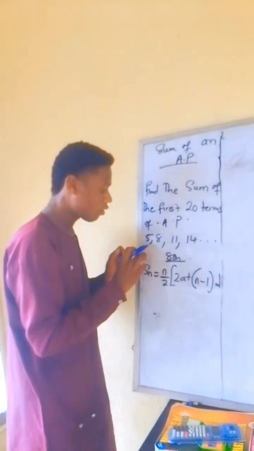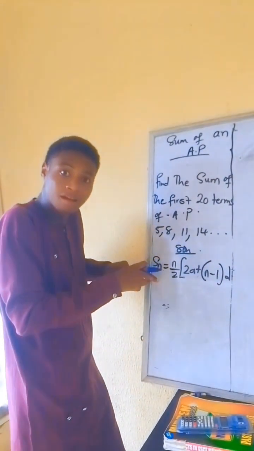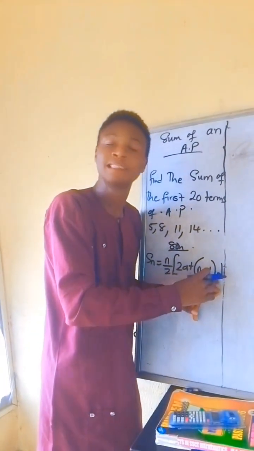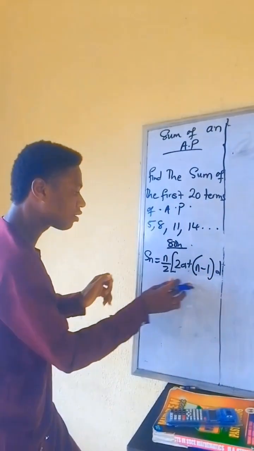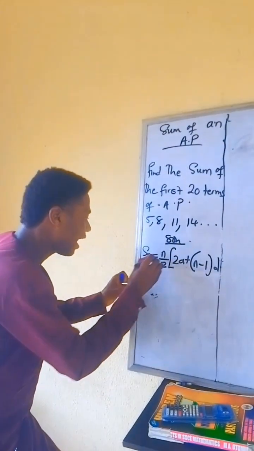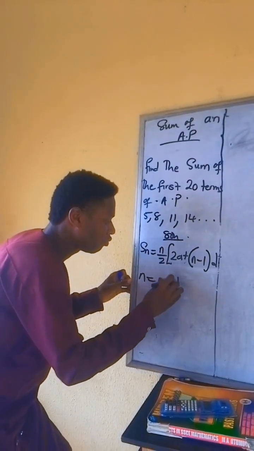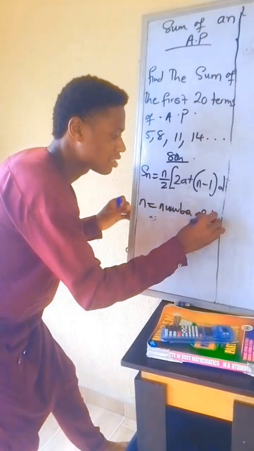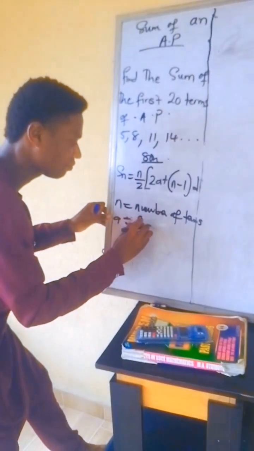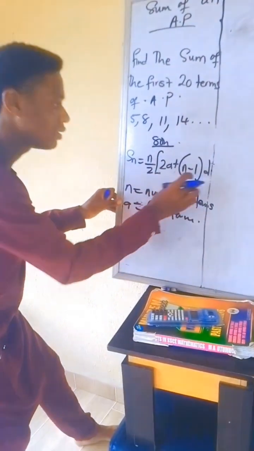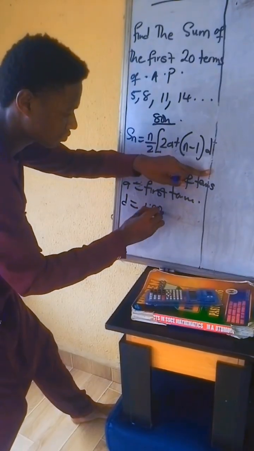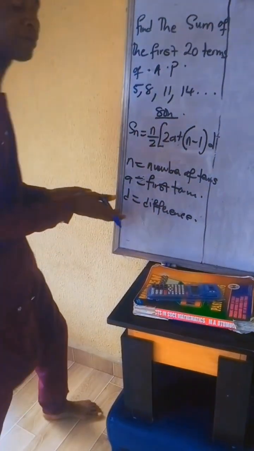First, you must know the first term of the AP. Then D is what we know as the common difference. N represents the number of terms you are looking for. A, which you are seeing here, represents the first term. Then D is equal to the difference.